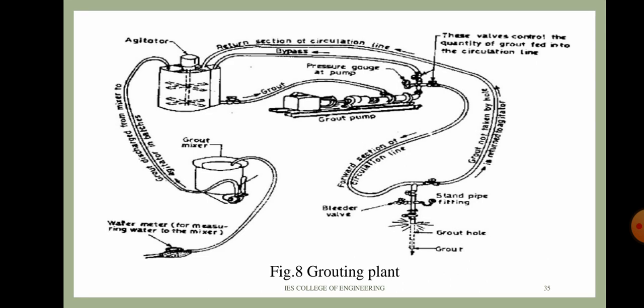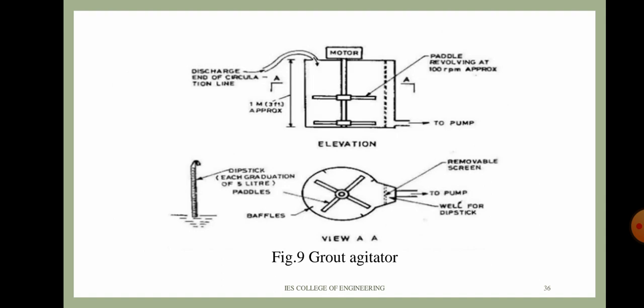And here is the layout of the grouting plant, where the grout mixer, agitator, pump and standpipe are all shown clearly in the diagram. And this figure shows the elevation and view of the grout agitator.